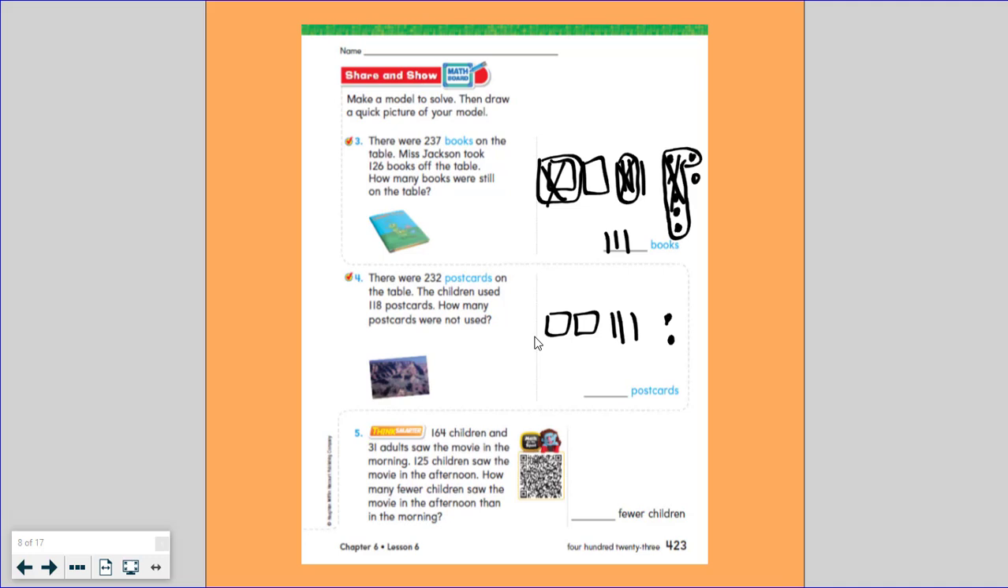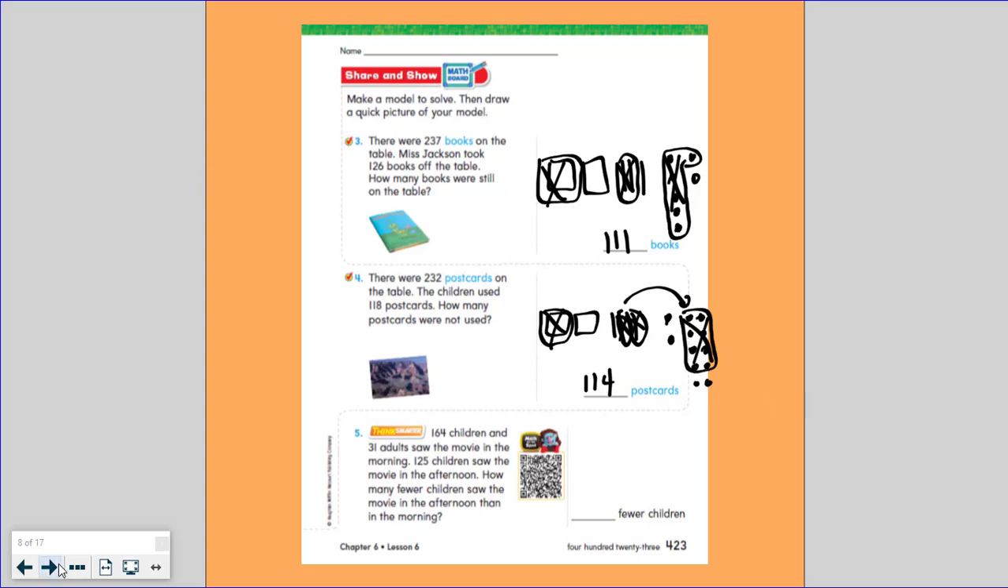So hopefully you solved number 4. Here's my quick picture for 232. To take away 118, I'm going to probably have to regroup. So take away 100, take away a 10. Can't take away the 8 ones, so I have to regroup this 10 into 10 ones. Now I can take away the 8 ones. And so what do we have left? 100, 1 ten, and 4 ones. So 114 postcards were not used.